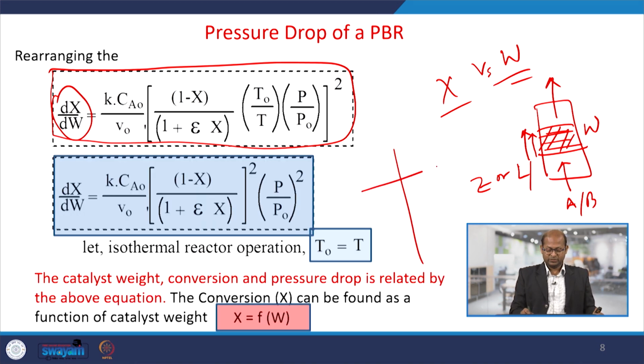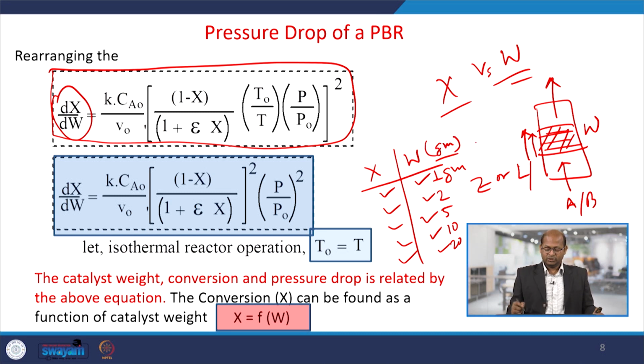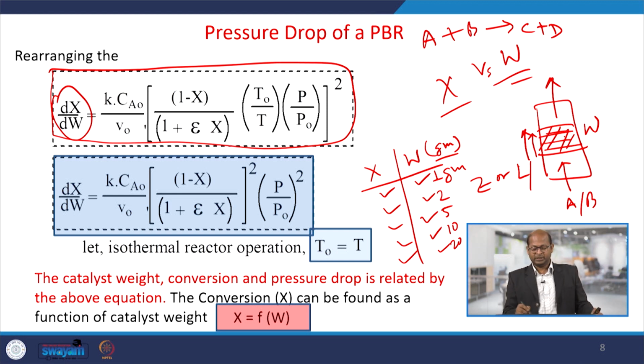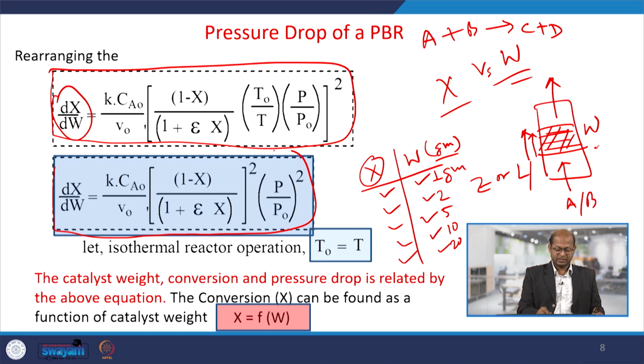Using these equations we will get conversion and W. If we use different quantities of the catalyst, let us say 1 gram, 2 gram, 5 gram, 10 gram, 20 gram, for any reaction, then accordingly the conversion will be different. So, this is the final differential equation that we are getting, with dx by dw on the left hand side.